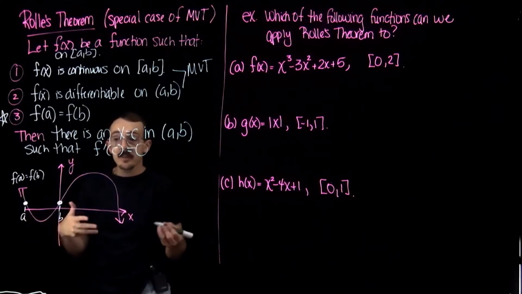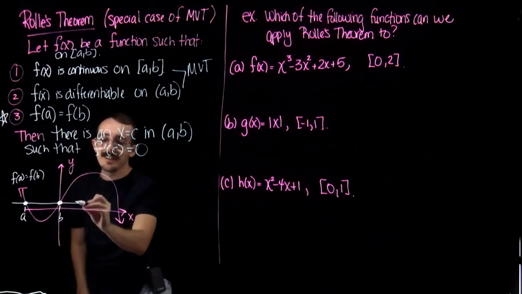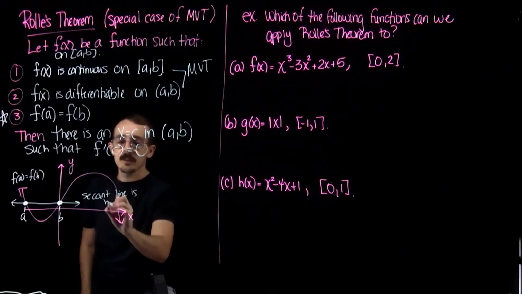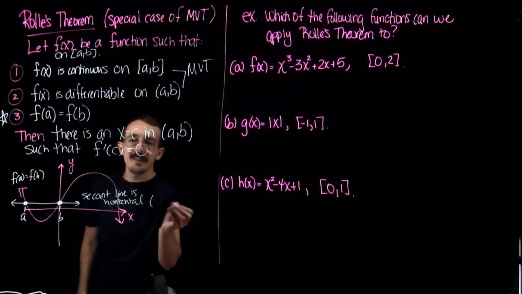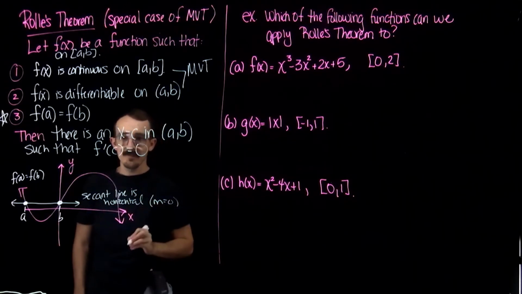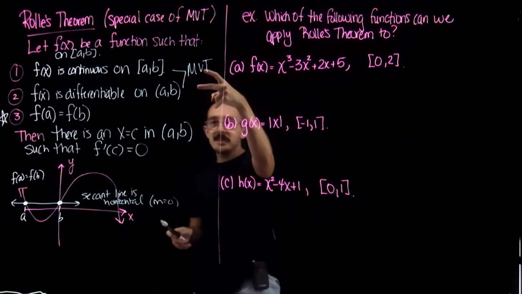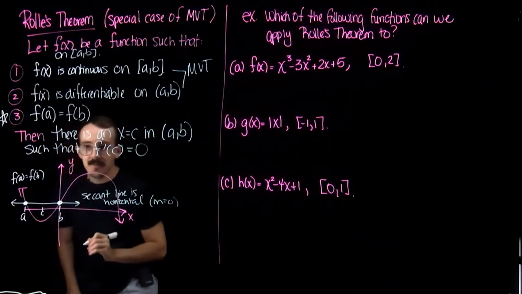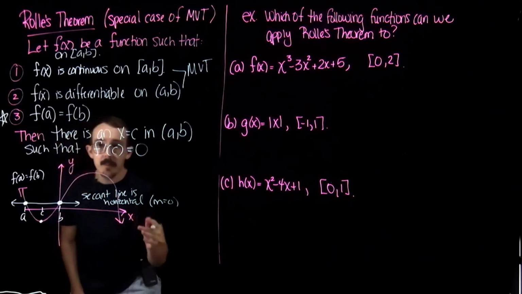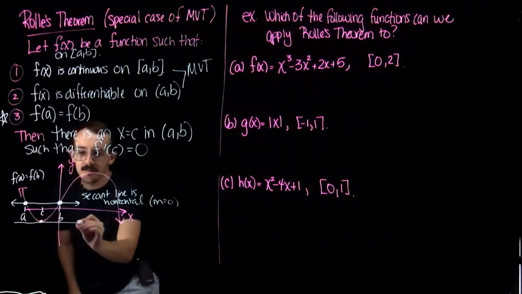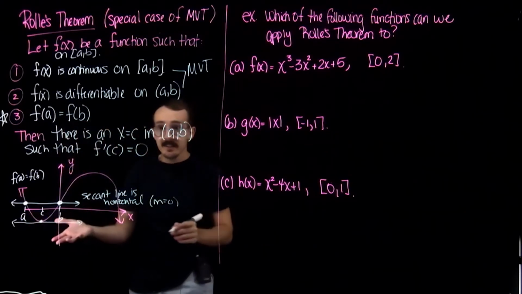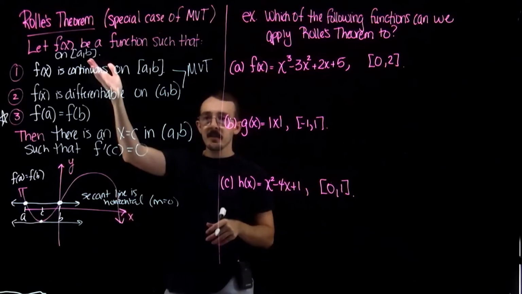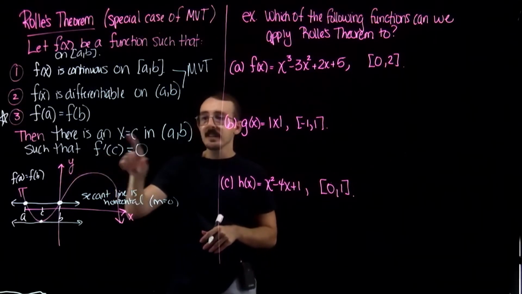Let's take a look at the secant line through those two points. So you should notice the secant line is horizontal. That means that the slope is 0. So just like the mean value theorem, because we have these two conditions, the mean value theorem also applies. There's some special c value in here. It's going to be right here, where the tangent line slope matches the secant line slope. And what's so special about this case is the slope is 0. That's why it's the special case. For Rolle's theorem, you always get that the derivative at the special c is 0.